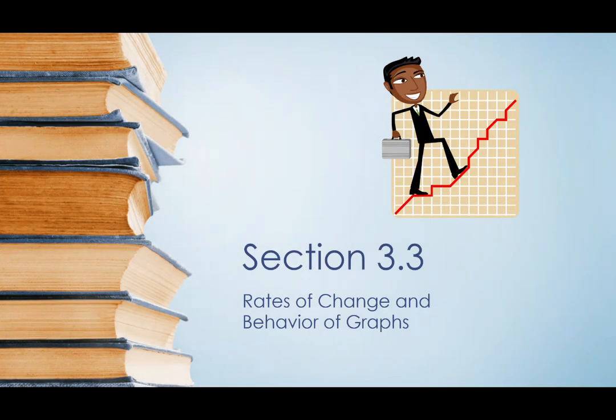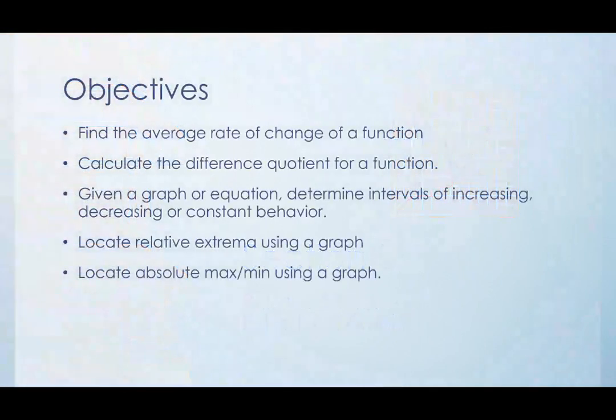All right, so now we're going to start talking about rates of change and behaviors of graphs. Specifically, we're going to talk about the average rate of change of a function, which is really the same thing as the slope. We're going to calculate what's called the difference quotient for a function. This is a relatively minor thing in this class, but you're going to find if you go on to calculus, this is a very important concept, and it's going to form the basis of what's called the derivative in calculus.